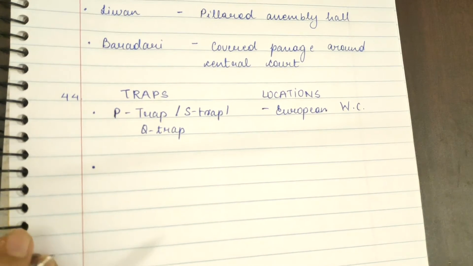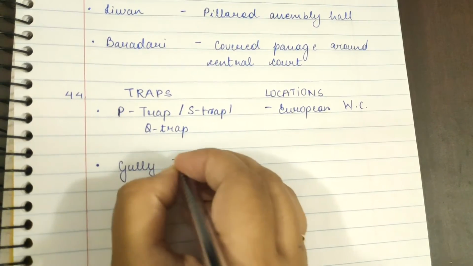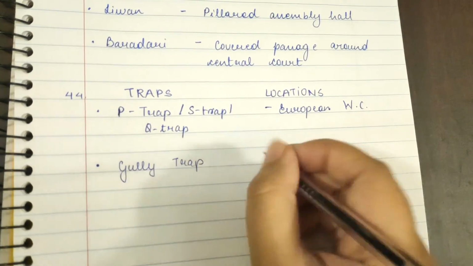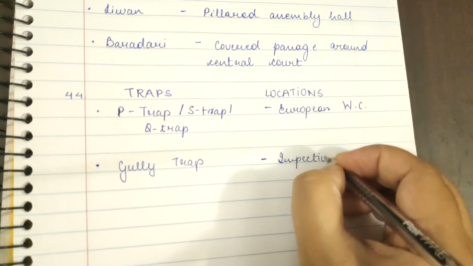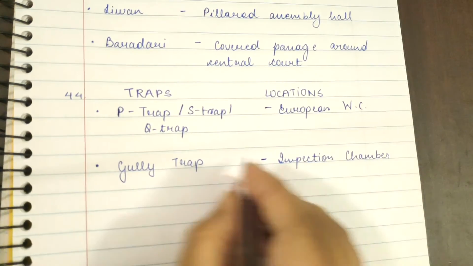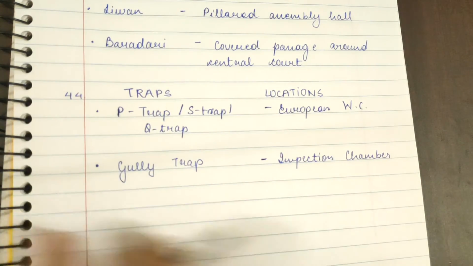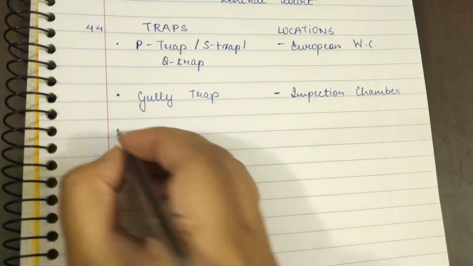Then we have gully trap. Gully trap is used in inspection chambers. So it's not used in your house, it's used outside of your house where the water from your house goes into the sewage line. There we have the inspection chambers and there the gully trap is used.